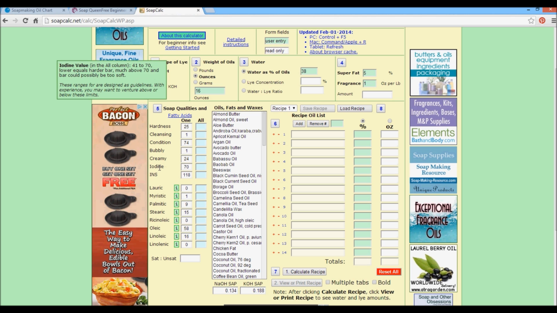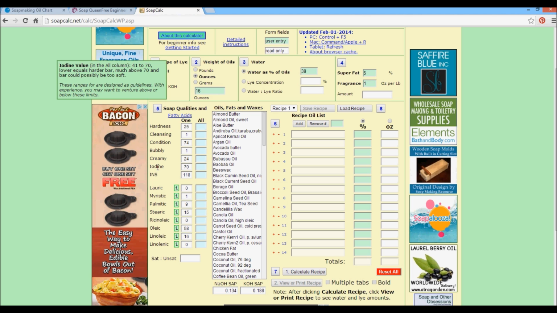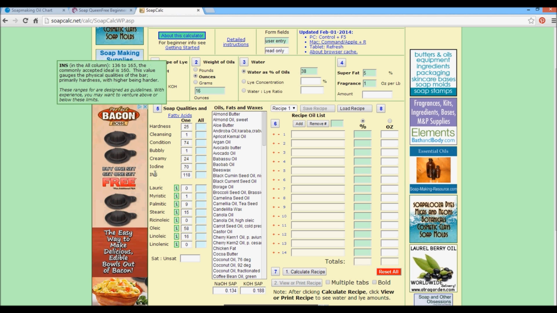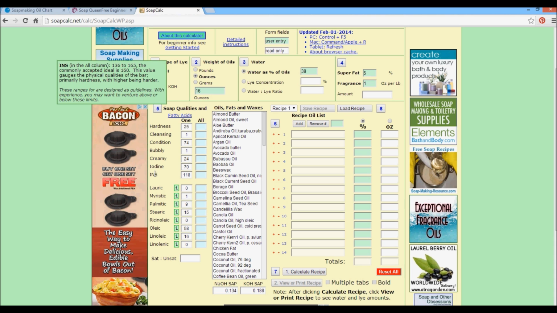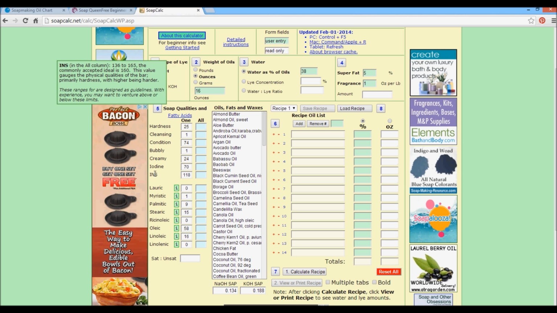Iodine and INS numbers. Iodine is where you're going to find your soap softness and hardness. Like I said, the hardness is the ability to stand up to hard water. Iodine, the higher the iodine, the softer the bar is going to be. So you're going to want to keep the iodine down. And the INS number, nobody really knows what INS stands for. It says the commonly ideal number is 160, but there's only one reference to that in a really old Victorian book, so I don't really know where that comes into play. I don't even really pay attention to that. For me, if it falls in the 140s, that's usually okay.